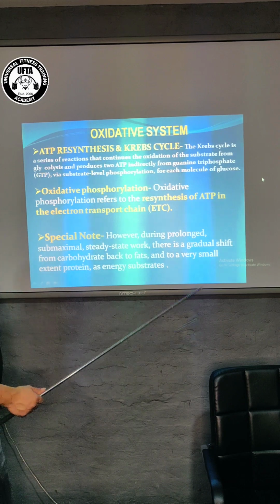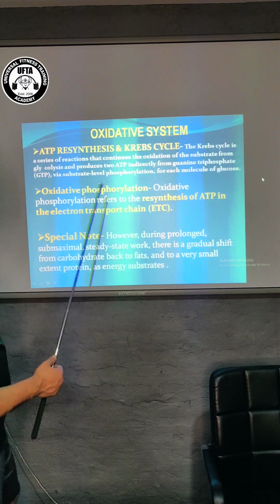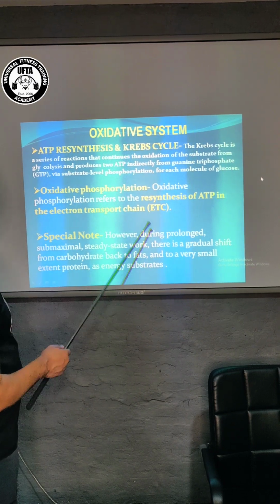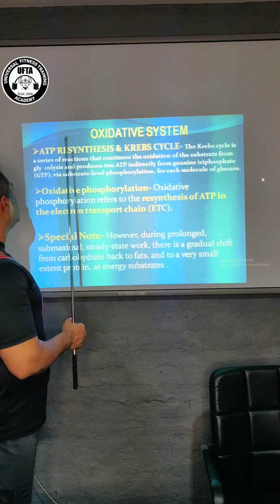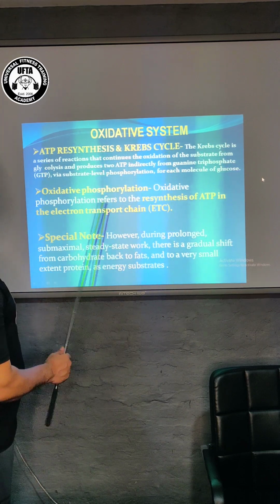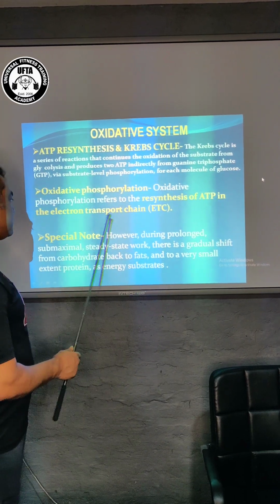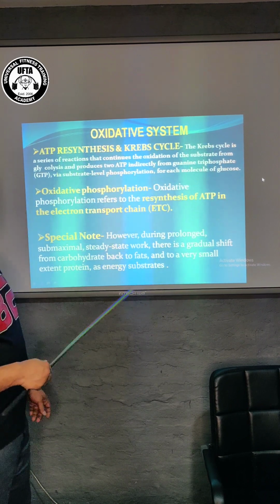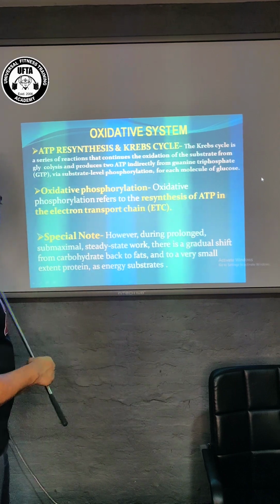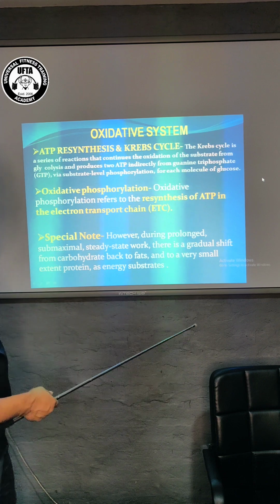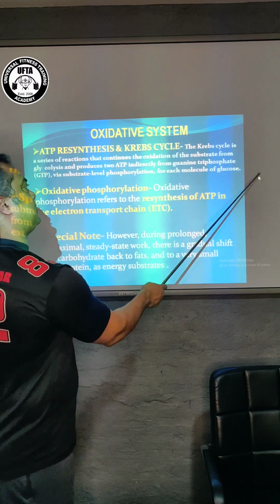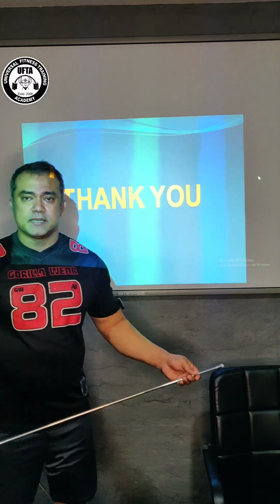And ATP resynthesis, the Krebs cycle. The Krebs cycle is basically a series of reactions, and it continues the oxidation of substrate from glycolysis and produces 2 ATP, or guanosine triphosphate, GTP, via substrate level phosphorylation for each molecule of glucose. Oxidative phosphorylation refers to the resynthesis of ATP in the electron transport chain. So basically, the oxidative system is a very complex mechanism, and I have tried to simplify it as much as possible. And special note, however, during maximal steady state work, the greatest shift will be to different energy substrates. So that's it, guys.